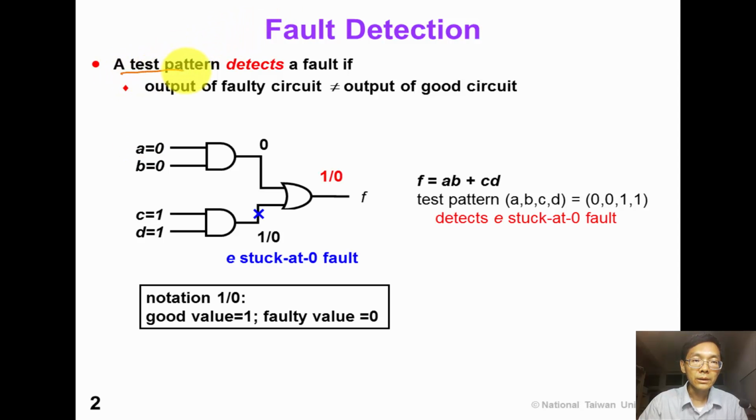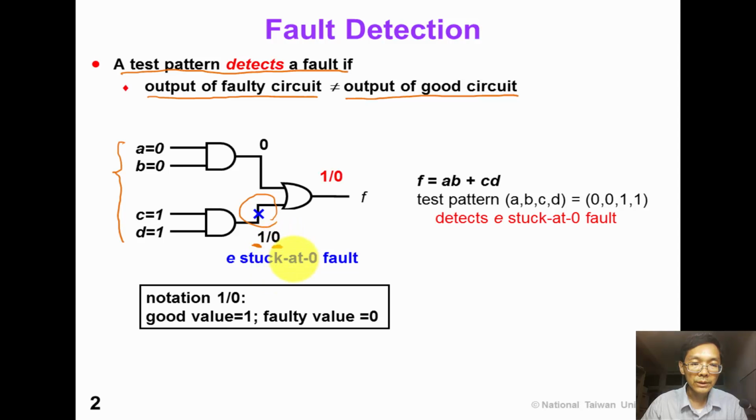A pattern detects a fault if the output of the faulty circuit is not the same as the output of the corresponding good circuit. For the following example, suppose we have E stuck at 0. When we apply the pattern 0011, the good value at signal E is 1, but the faulty value is 0.